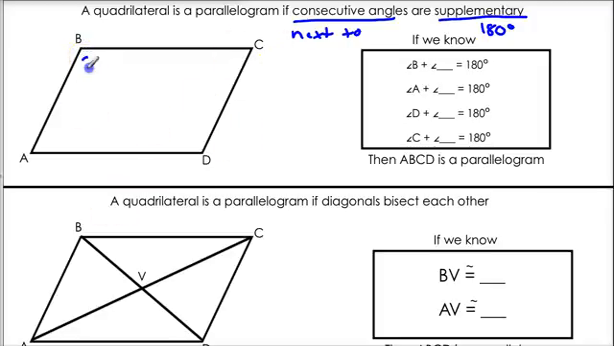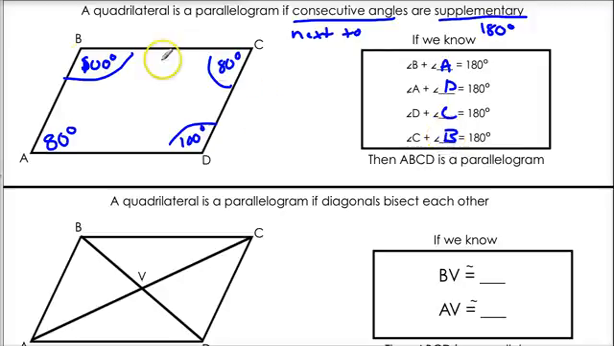Well, let's say B is 100 degrees. The consecutive angle would be A, 80 degrees. So if B and A add up to 180, well, that's one thing we need to know. If this is 100, and this was a parallelogram, this would also be 100, and this would be 80. So B and A, that's 180. A and D add up to 180, C and D add up to 180, and then C and B also add up to 180. So if the consecutive angles are supplementary, then we know that it is a parallelogram. That's true for all parallelograms.